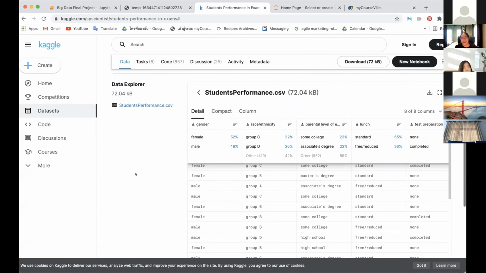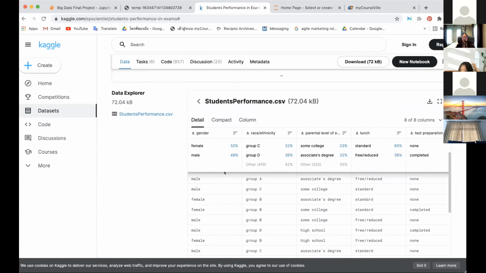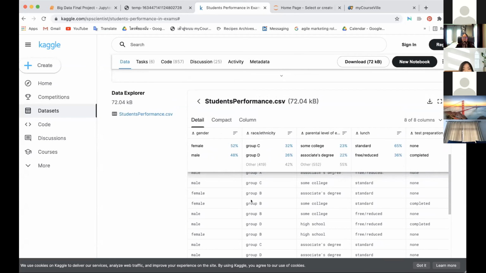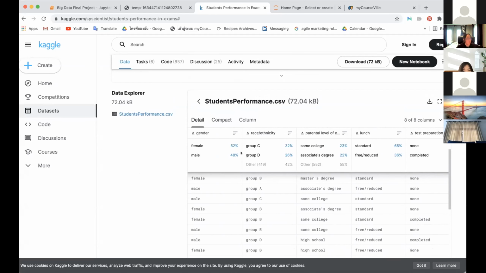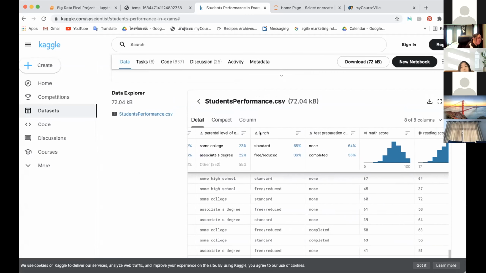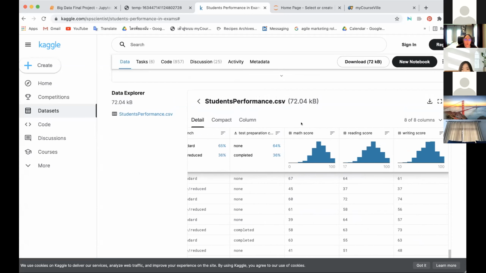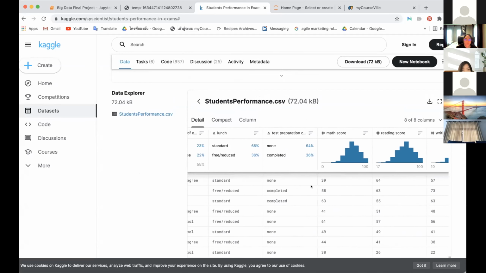Student performance. Okay. So here's the student performance file from Kaggle, and there are about 1,000 rows and 8 columns. The attributes are gender, race, parental level of education, lunch, test preparation course, and also scores.